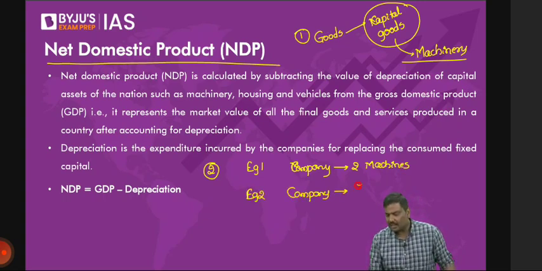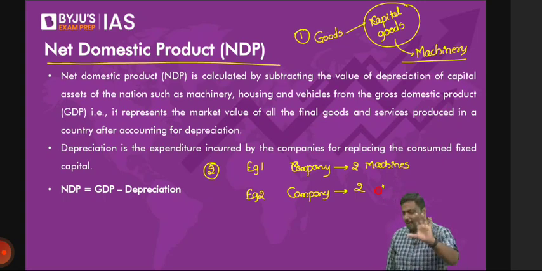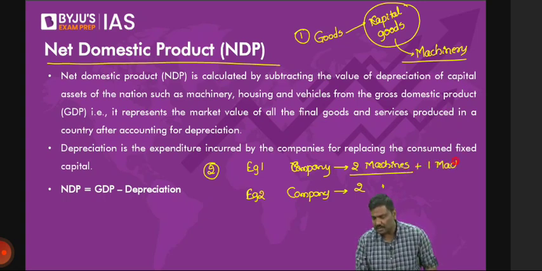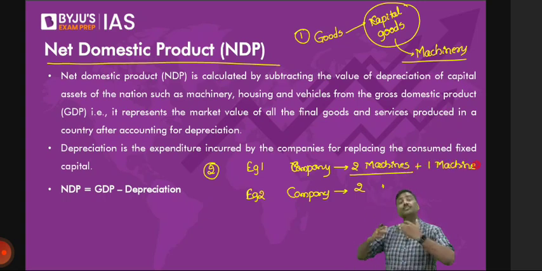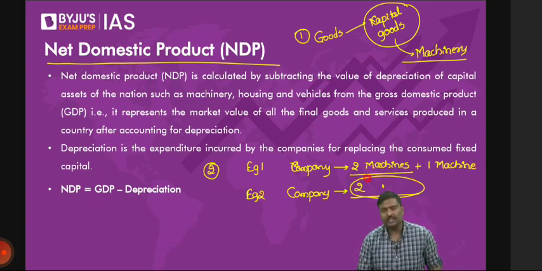Now you'll simply say, sir, you've gone mad. Early morning you're writing the same thing twice. No. Let me go forward now. In example 1, the company has 2 machines, and let's say they will purchase 1 more machine in addition to the 2 machines. This year, they have purchased 1 more machine in addition to the existing 2 machines. In the second example, the company has 2 machines. They will throw away one of the machines. Throw away means what? Dispose. Or I'll simply say they will replace one of the machines with a new machine that was produced this year.